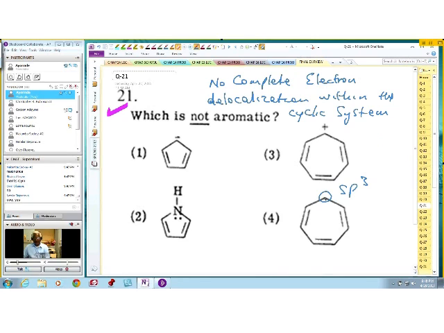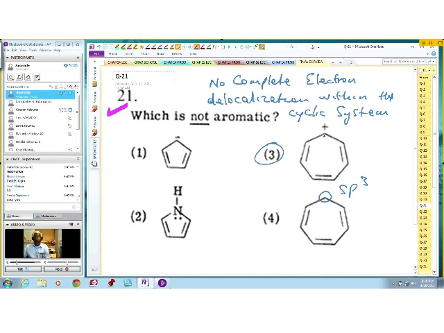Because of this here, there is no p orbital to allow this pi electron to delocalize over the complete range of atoms in the ring system. And that is why this is not aromatic. If you look at this here, this is aromatic. Number 3 is aromatic. It does have the same number of pi electrons as number 4.